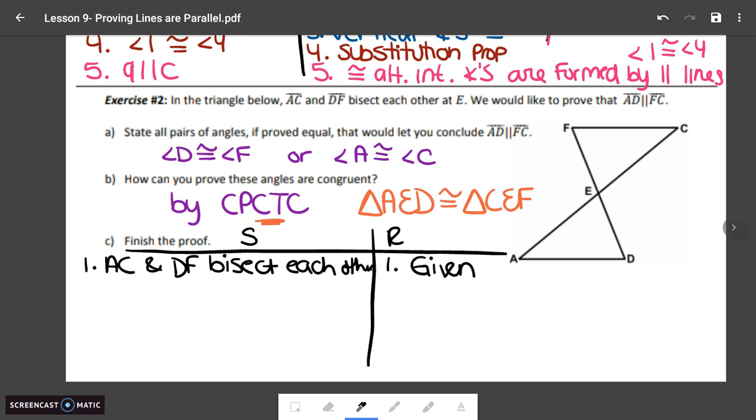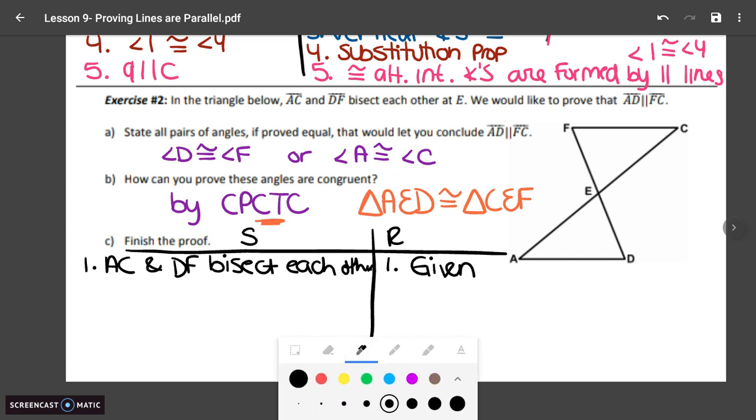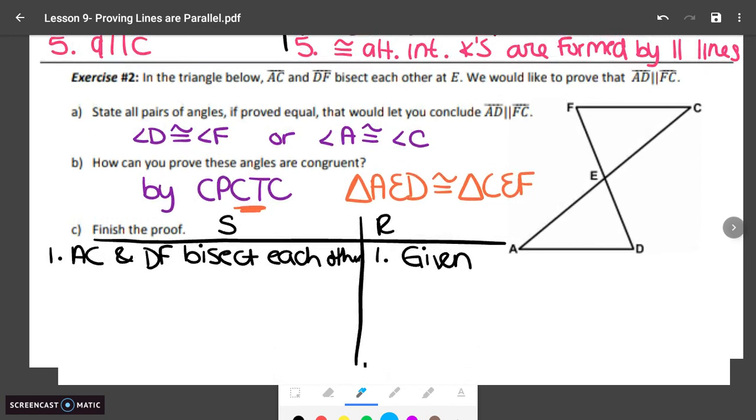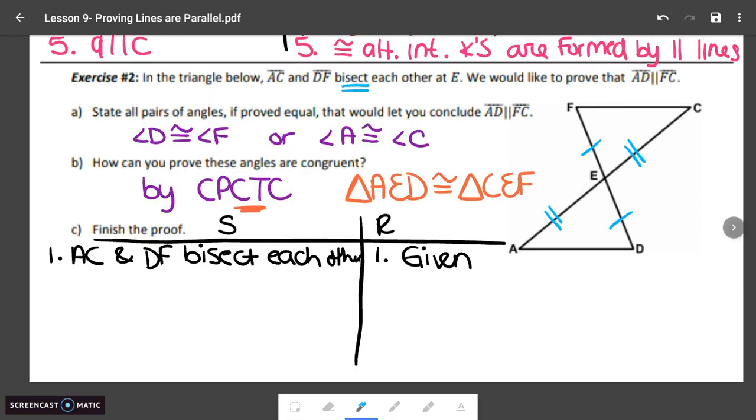And then I'm going to go on to complete this proof. So I have no checks so far. We want 3 checks to prove the triangles. So we have to think about what we know for sure. Well, when I see that word bisect, I know that that's going to cut both of them in half. So I'm going to have DE congruent to EF. And I'm going to have AE congruent to EC, because bisectors cut in half.